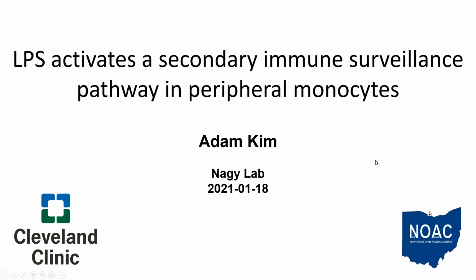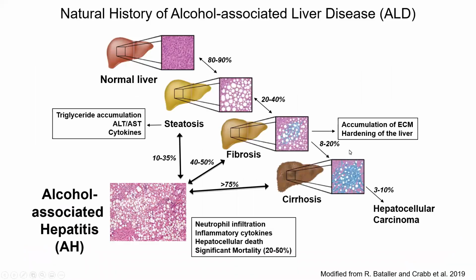In the Nagy lab, we're primarily interested in alcohol-associated liver disease. To give you an idea of what happens when you drink alcohol, a normal liver looks like this, kind of pinkish red. If you were to binge alcohol tonight, you will undergo mild steatosis. Most people do this, about 80-90% of people. This is characterized by triglyceride accumulation, increases in the liver enzymes ALT and AST in the peripheral blood, as well as increased inflammation and some cytokine expression.